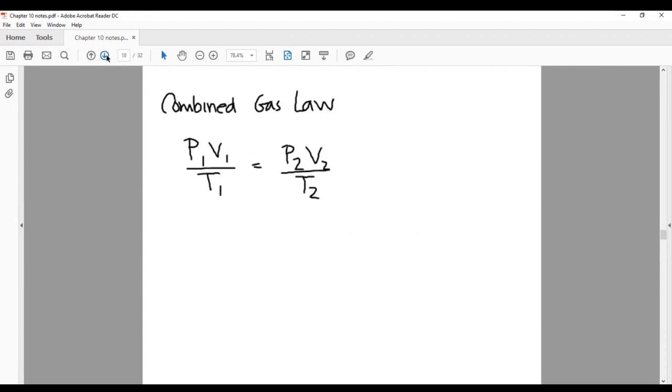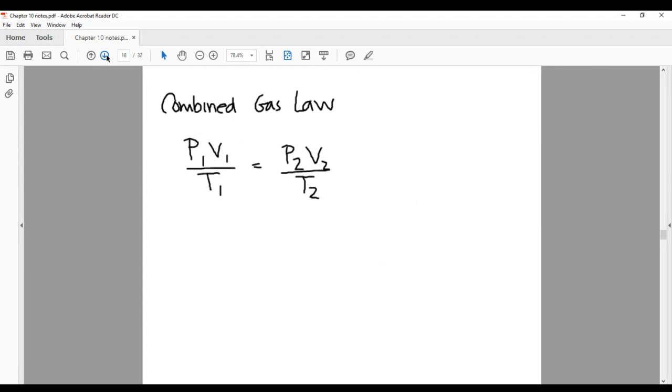Another gas law that we have is the combined gas law. We call it the combined gas law because it puts Boyle's law, Charles's law, and Gay-Lussac's or Amontons's law all together. So this would be used in cases where you're given 2 pressures, 2 volumes, and 1 temperature.